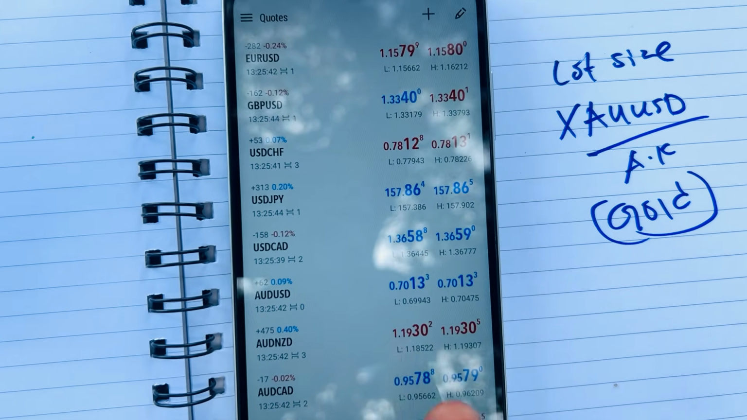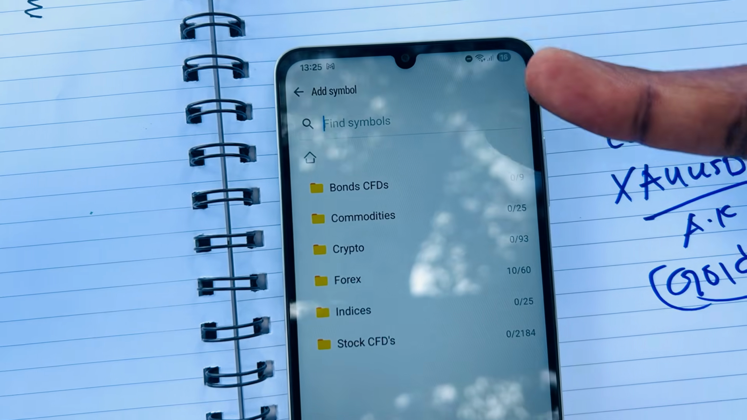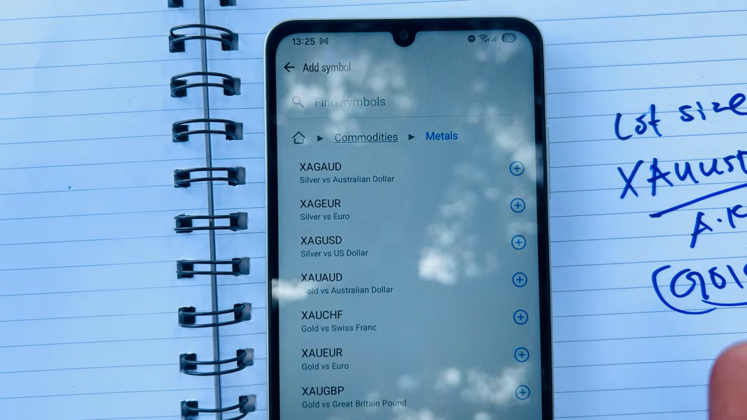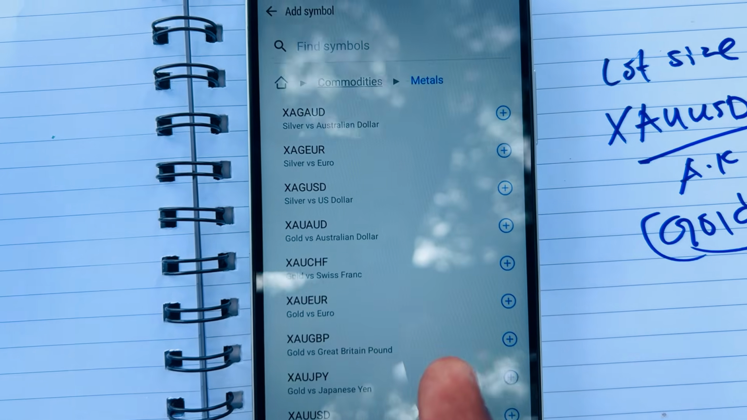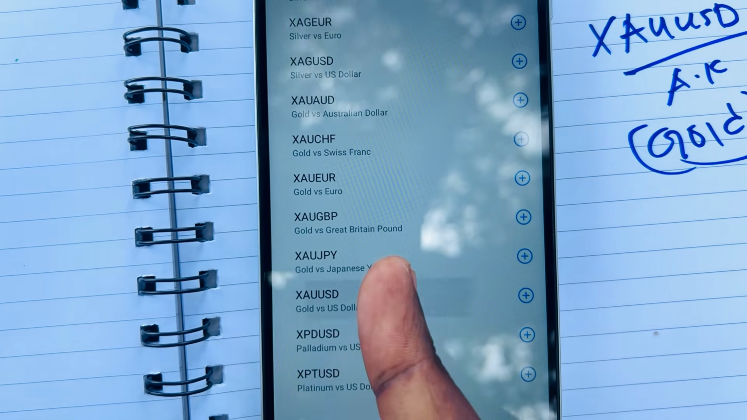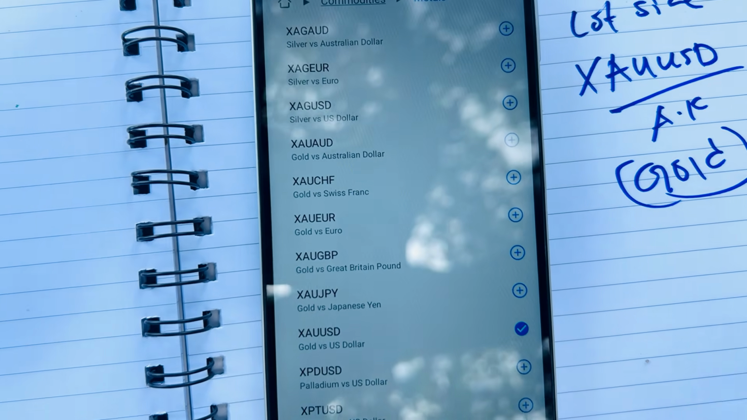Codes, we are looking for gold. Where is gold here? We do not see it. Let's add gold. Now we go to commodity. This is where we'll find gold, metals, and we check gold versus the US dollar. We have gold versus the US dollar. We have gold versus the Great British Pound.